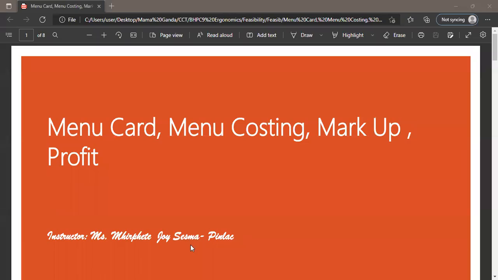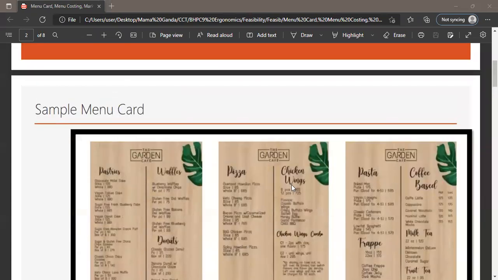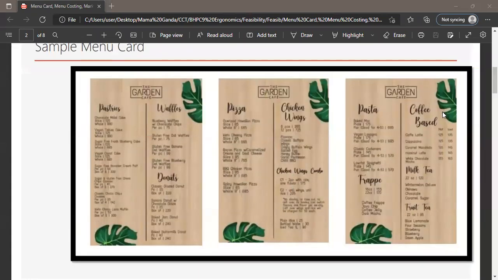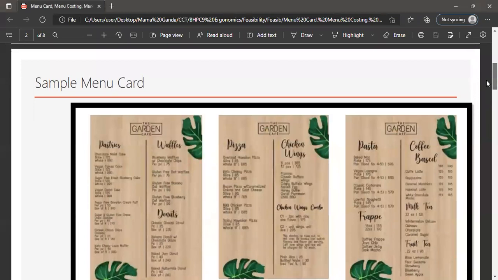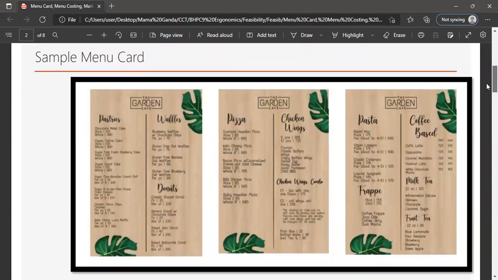Good day, everyone. For the activities for today, you are going to make your menu card, compute for the menu cost, the markup, and the profit. So here is the sample for the menu card. Based on the example, as you can see, the background and the design of the menu card are related to the name of the establishment.